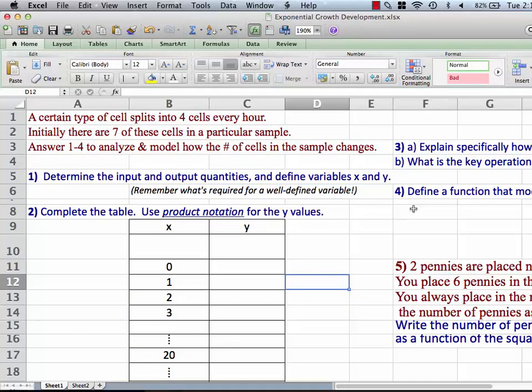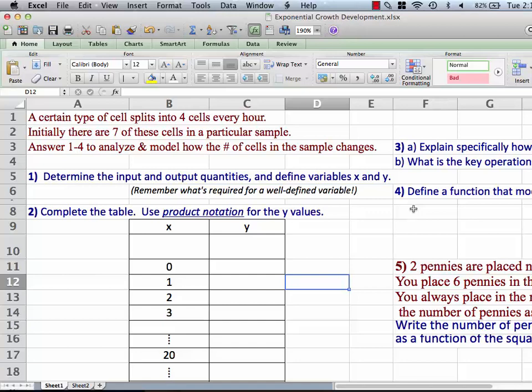So certain type of, red is the instructions, blue is your tasks, okay? A certain type of cell splits into 4 cells every hour. Initially there are 7 cells in the sample. And you're going to answer questions 1 through 4. Here's 1, 2, 3, and 4. And model how the number of cells in the sample changes.